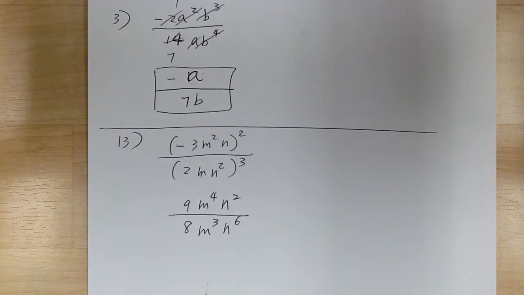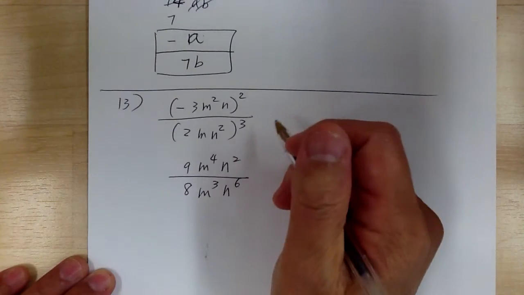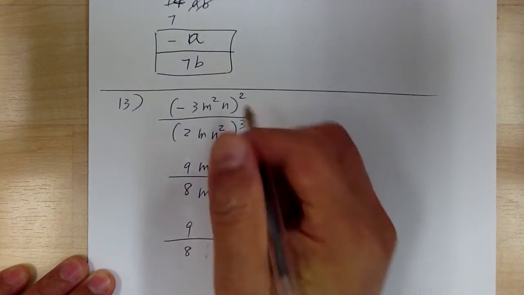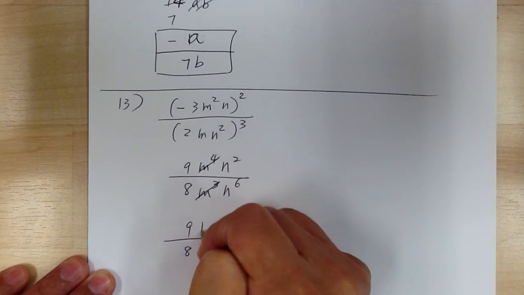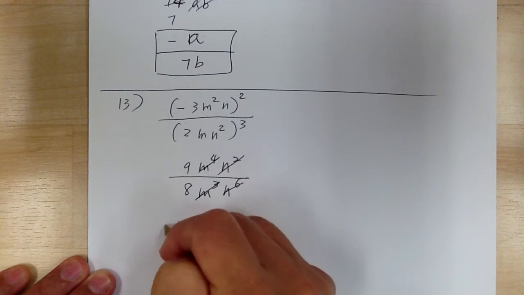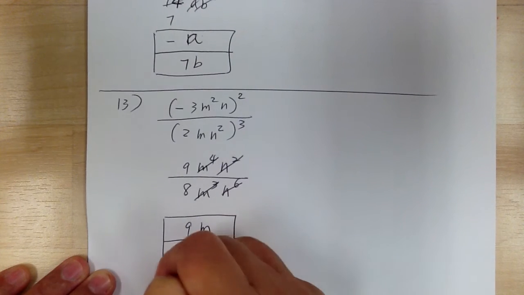So apply the power rule. Then after that, you use the quotient rule. So go ahead and start to cancel things out. So 9 over 8 does not do anything. M cubed and m to the 4 give you m. And this one cancels and gives you n to the 4. Okay, and that would be your answer.